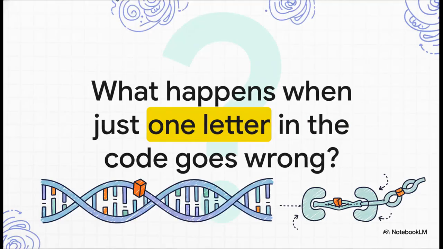What's truly wild is that this incredibly precise process is happening in your body right now, trillions upon trillions of times every single second. It is the absolute foundation of life as we know it, which of course leaves us with one last fascinating question. With all this complexity, what happens when there's a typo? What happens when just one single letter in that vital genetic code goes wrong?